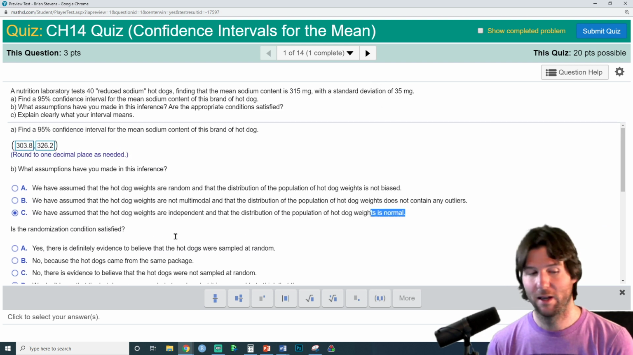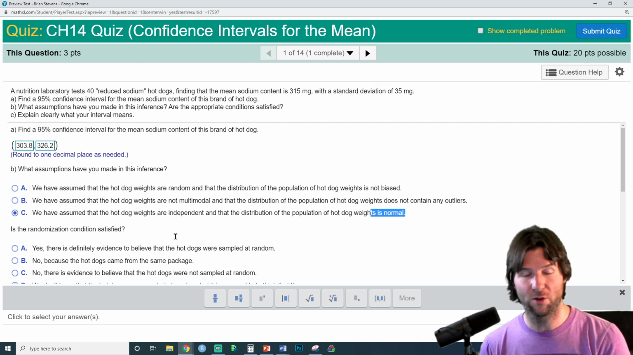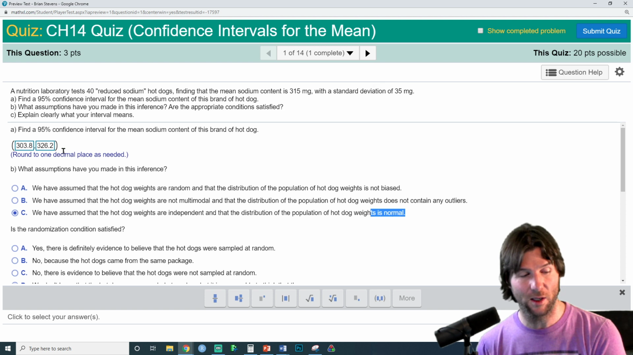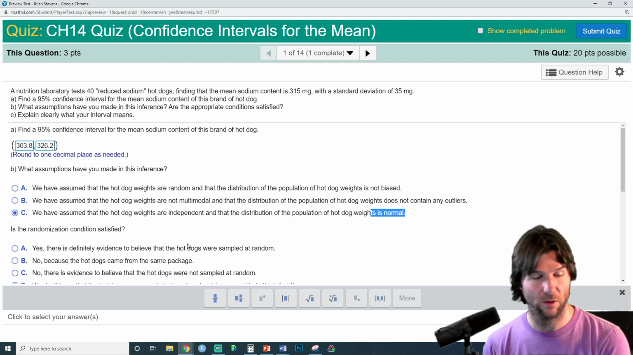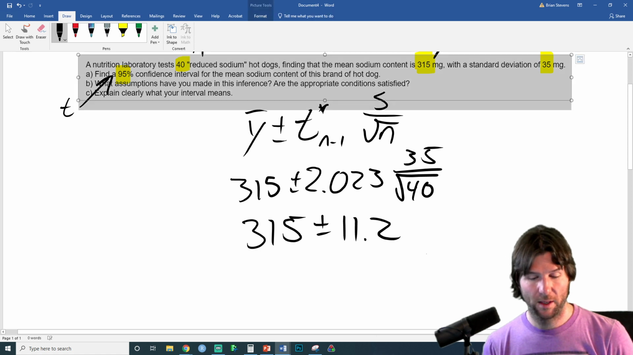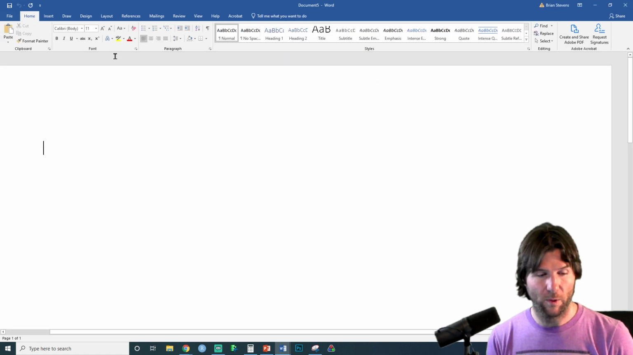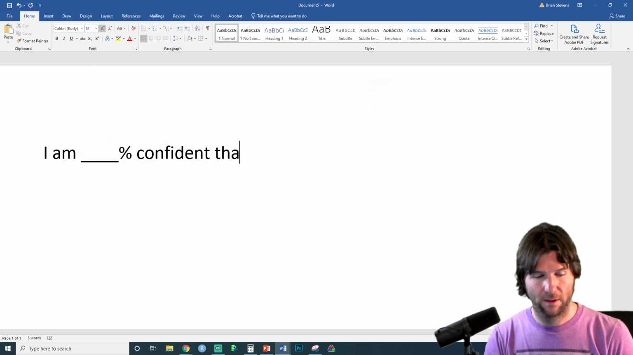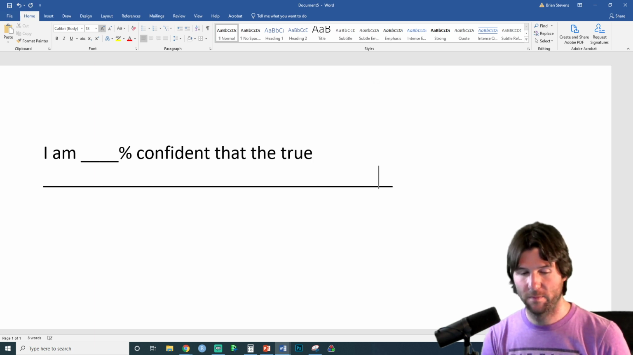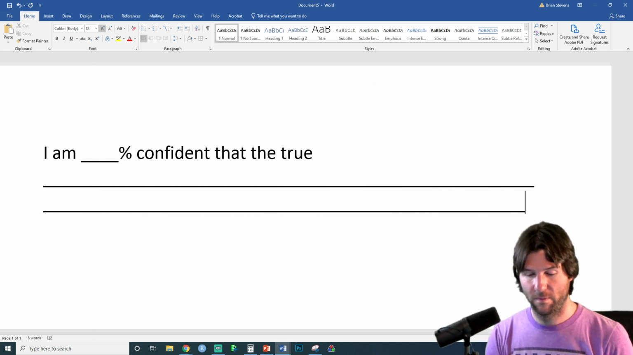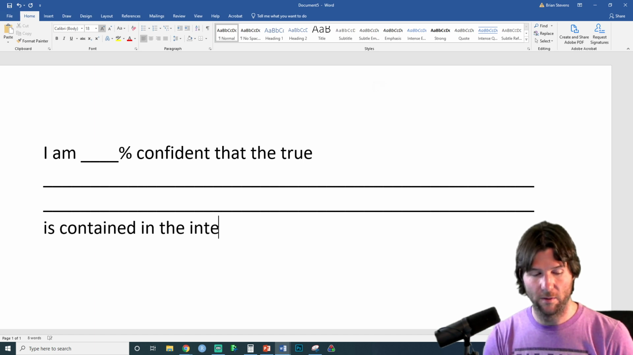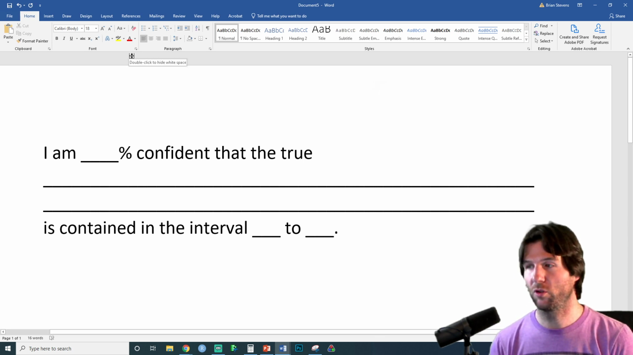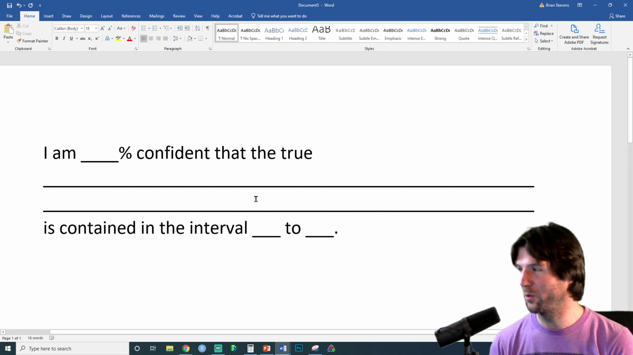Explain clearly what the interval means. I am 95% confident that the true mean sodium content in these hot dogs is contained in the interval 33.8 to 32.2. So remember, whenever we interpret our interval, we want to say: I am blank percent confident that the true blank, this is the long part, is contained in the interval blank to blank. So I am 95% confident the true mean sodium content of this particular brand of hot dogs is contained in the interval, and then whatever my interval was.